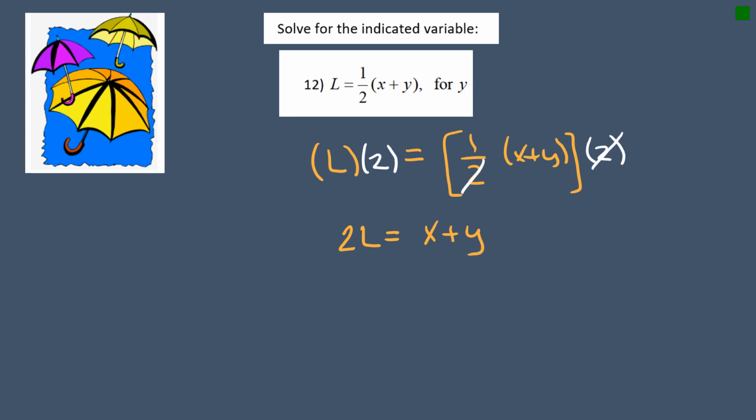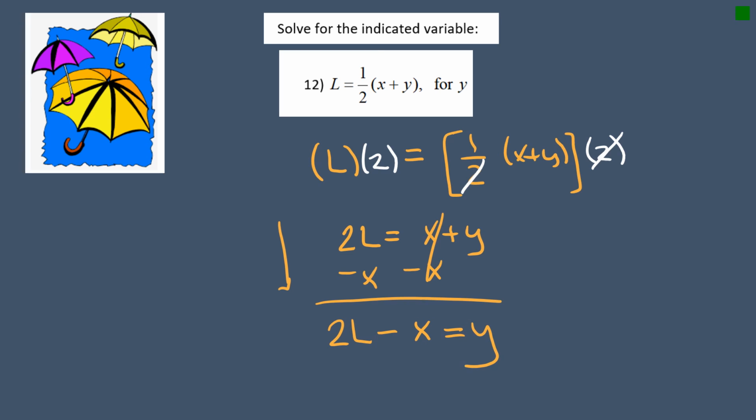I want to get the y alone, so I got to move that x. It's being added. I'm going to subtract it. Over here, read down, right across. 2L minus x equals y.